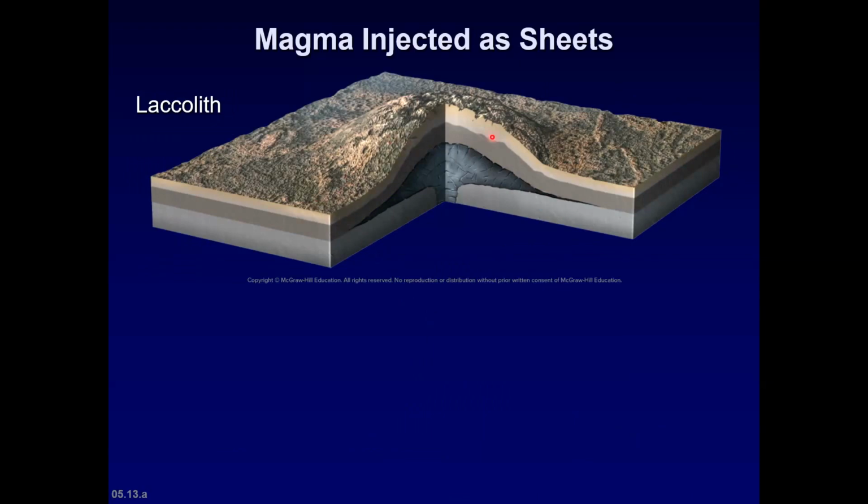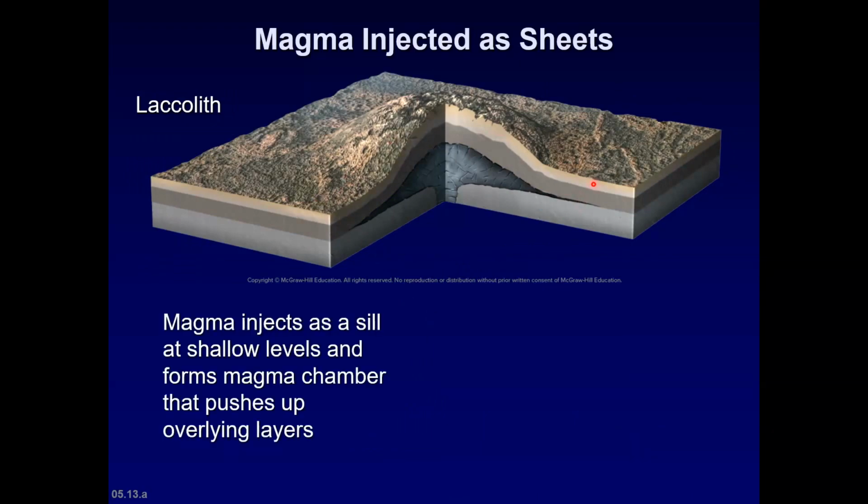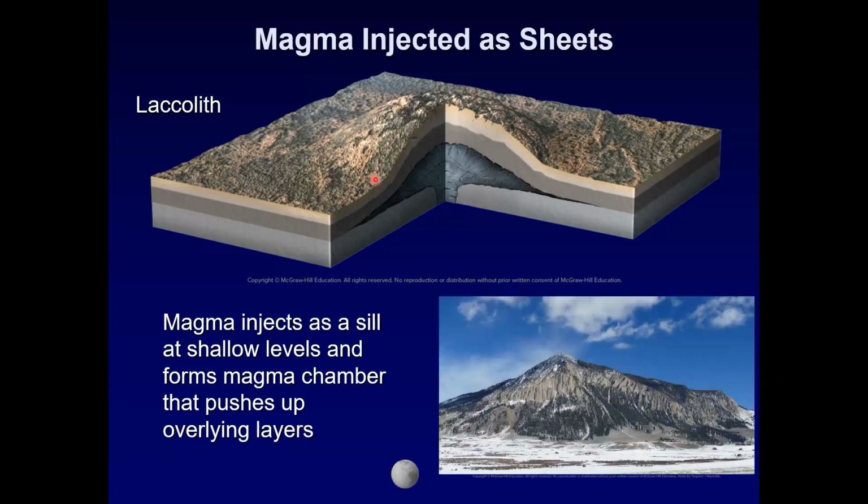This is a laccolithic intrusion. So magma injects as a sill at shallow levels, and it forms a magma chamber that pushes up the overlying layers. This is what it might look like in a landscape. In the southwest U.S., it's usually medium-grained, porphyritic, and intermediate composition. This is Crested Butte, Colorado, though.